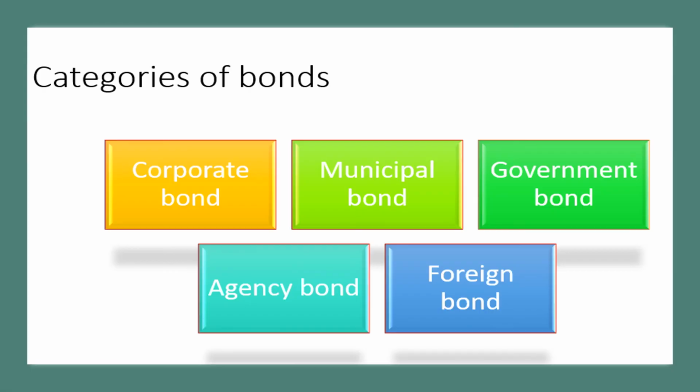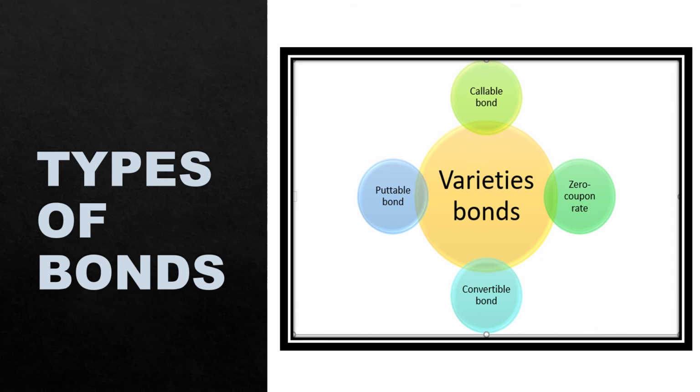So, here are some categories of bonds: corporate bonds, municipal bonds, government bonds, agency bonds, and foreign bonds. Last but not least, these are the types of bonds: callable bond, zero coupon bond, convertible bond, and puttable bond.